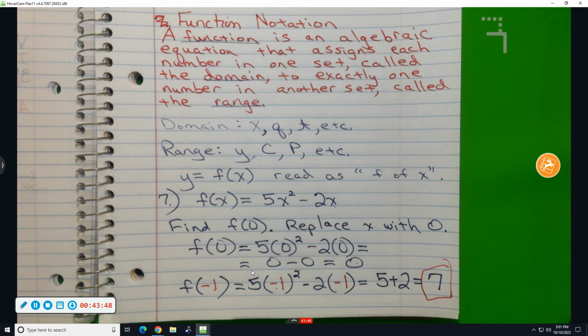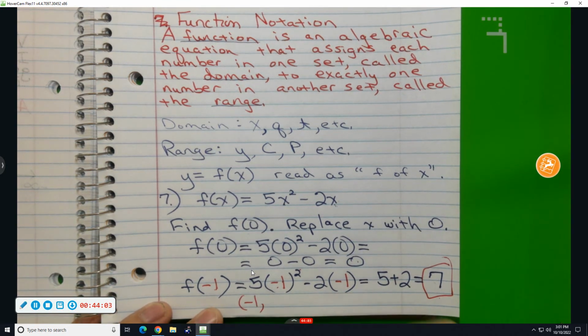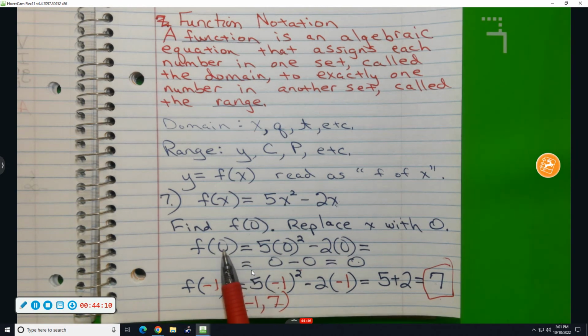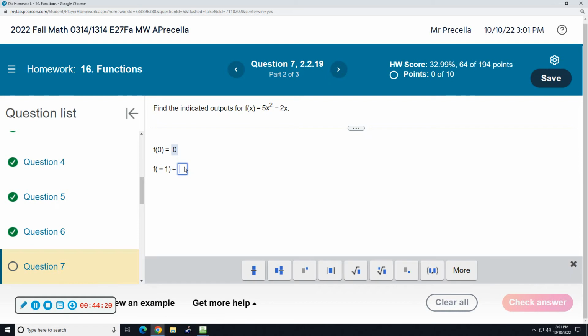Remember that earlier we said that a function is a set of ordered pairs. This equation is generating ordered pairs. What ordered pair did we just generate here? When x is negative 1, what was the y value? 7. So we just generated an ordered pair, just like up here, we generated the ordered pair (0, 0). That function is an ordered pair generating machine. So when we plugged in negative 1, we got 7.